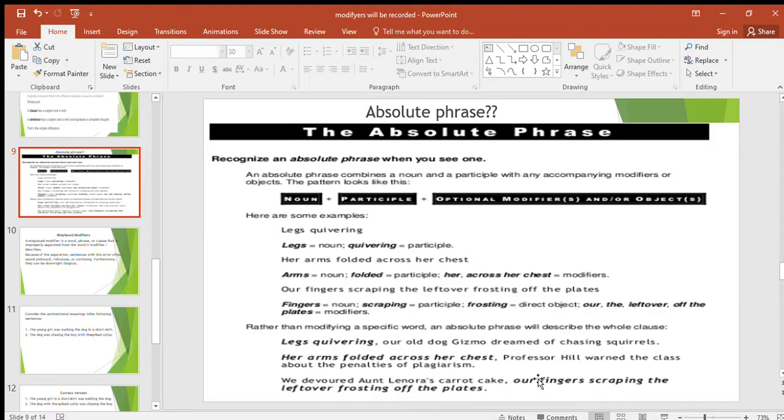So we're not going to discuss this too much since our main topic is about modifiers. But simply put, rather than modifying a specific word like an adjective, an absolute phrase will describe the whole clause. So it is like an adjective, but an adjective only modifies a noun or a pronoun. An absolute phrase modifies the whole clause, the entire clause.